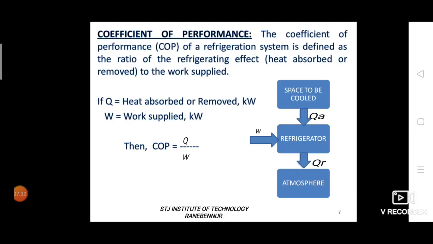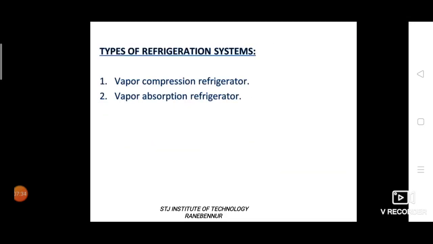Next one, types of refrigeration systems. There are mainly two types of refrigeration systems. One is the vapor compression refrigerator, and the other one is the vapor absorption refrigerator. We will discuss these types of refrigerators one by one in the next class.